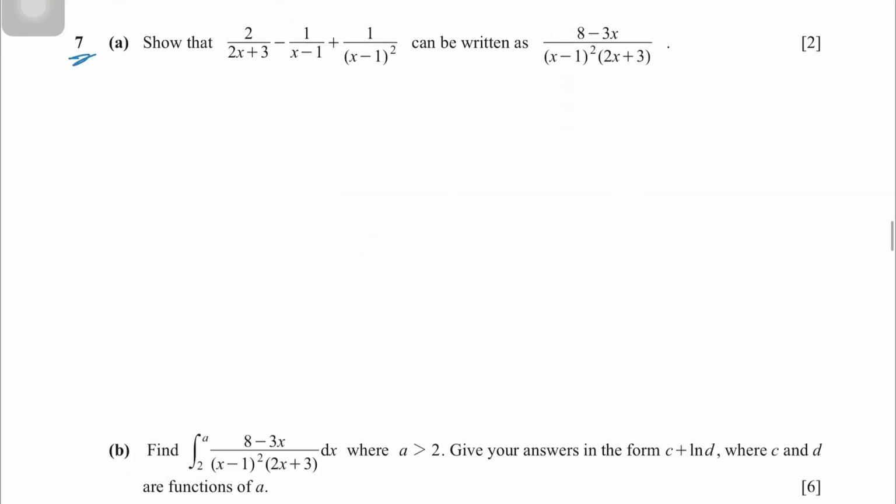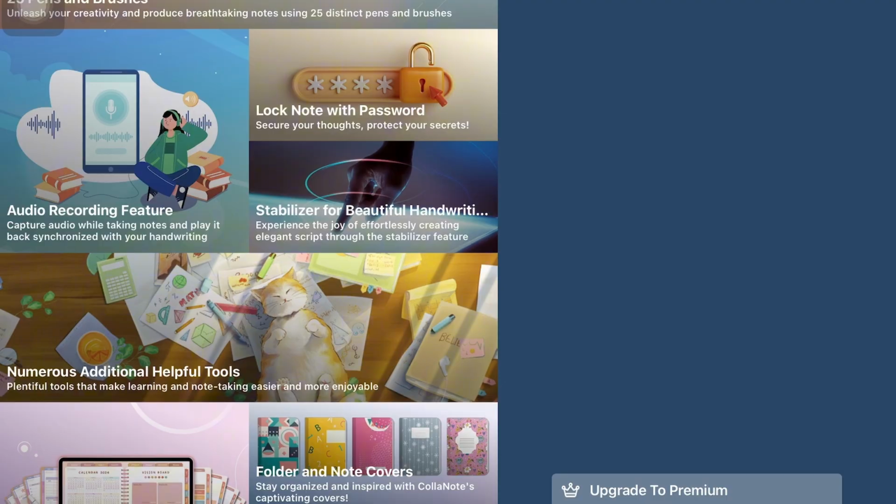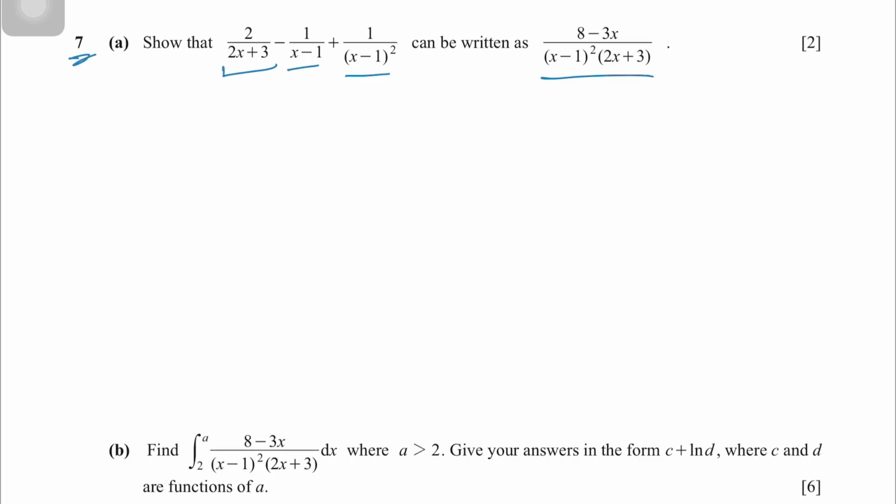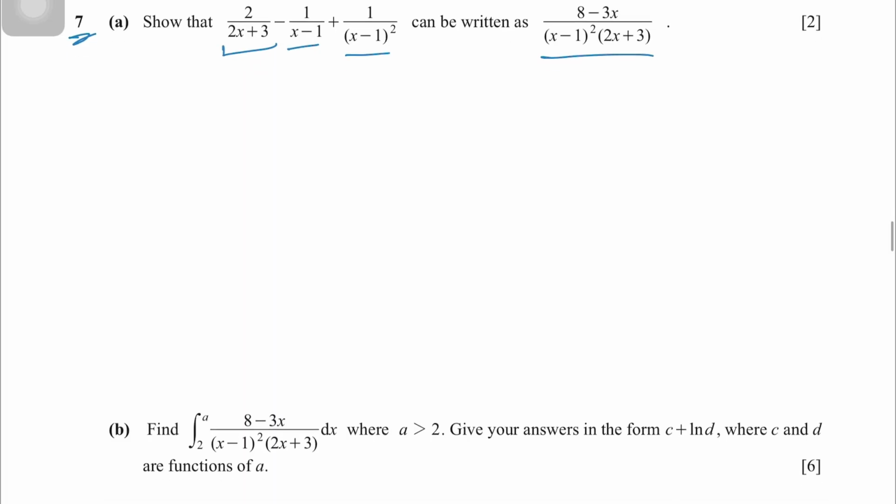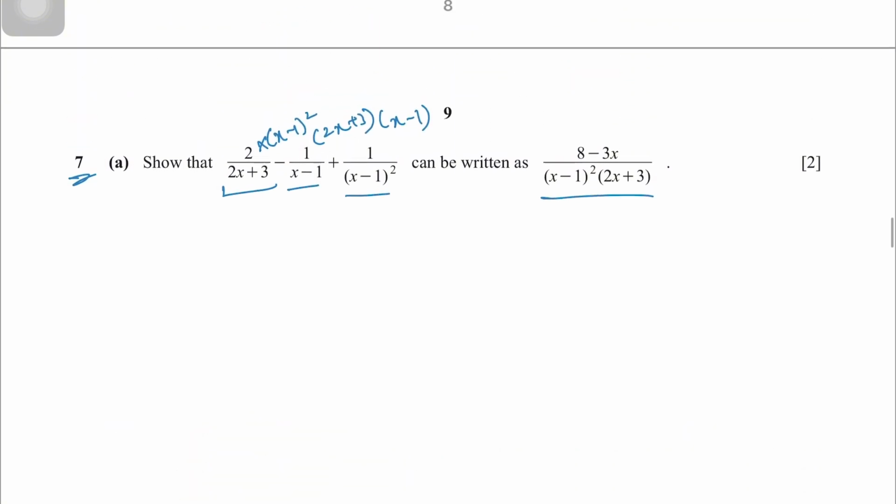Now moving on, we have question 7, which states, show that 2 over 2x plus 3 minus 1 over x minus 1 plus 1 over x minus 1 whole cube can be written as something like this, right? Now let's quickly take the LCM. Here it needs x minus 1 whole squared. Here 2x plus 3 is required and x minus 1 is required, right? And here we require 2x plus 3, right?